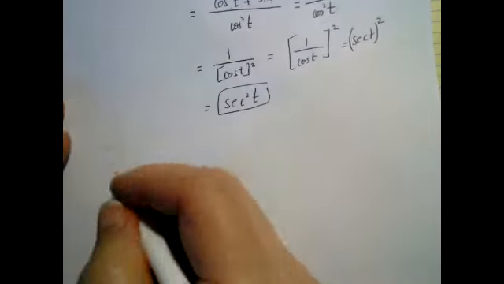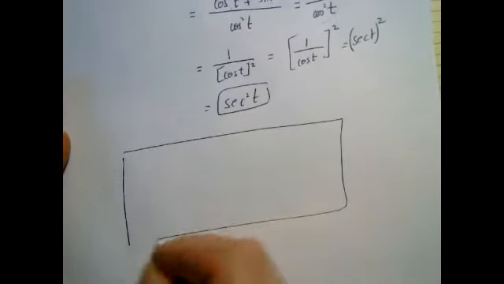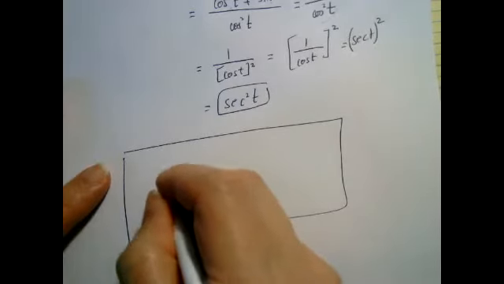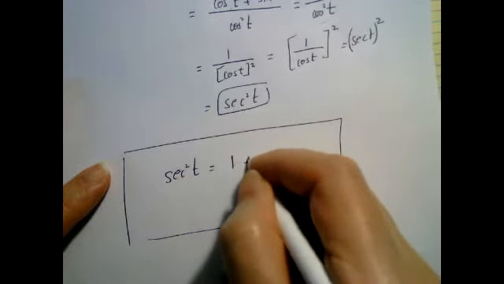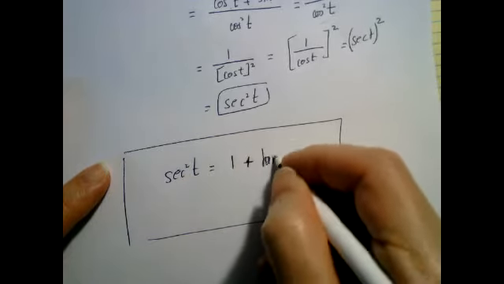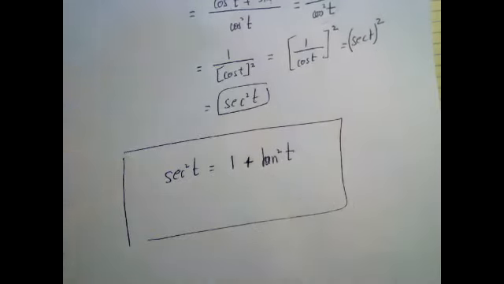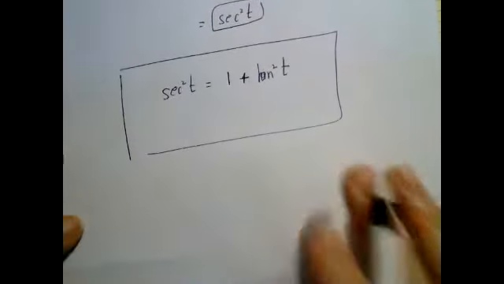Okay, so the relationship that relates the secant and the tangent is that secant square of t is 1 plus the tangent square of t. That's how tangent and secant are related. So we have two basic identities, the one relating the sine and cosine, and the one relating the secant and the tangent. So let us practice this a little bit.